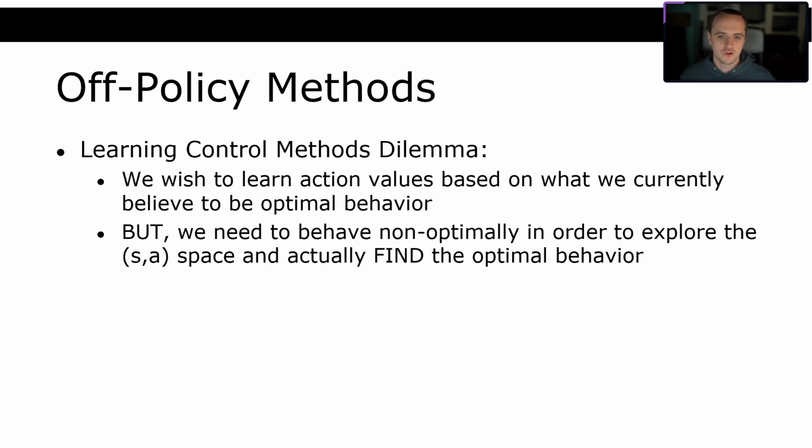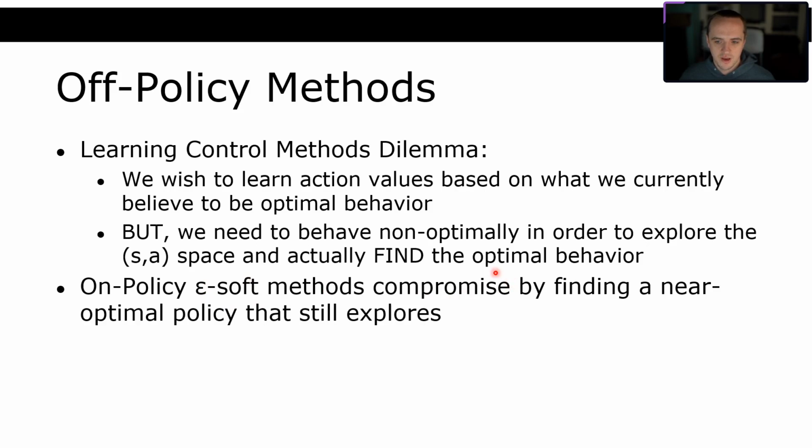Here's the learning control methods dilemma. We want to learn action values based on what we currently believe to be the optimal behavior. But we need to behave non-optimally in order to explore the state action space and actually find the optimal behavior, right? So we want to learn the things that are good, but we have to explore to find them. And you remember what this was called? This was exploration versus exploitation, right? So we're still talking about that.